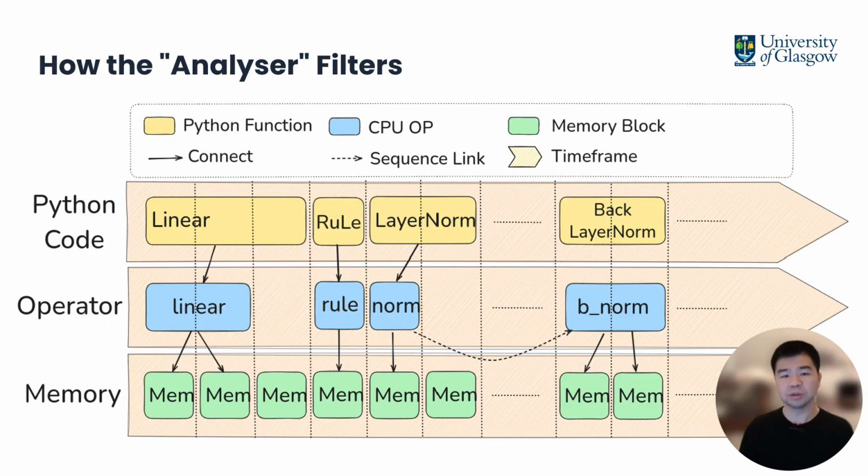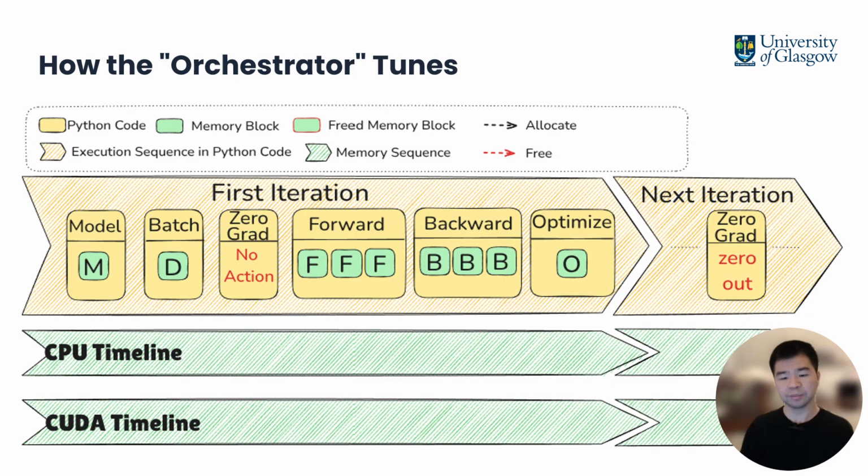The first component is the analyzer, which filters all the raw data and works by linking the high-level Python code to its implementation and the memory it uses. Its key job is to select the memory activities that are created during the execution of the operator. All other noise is thrown away.